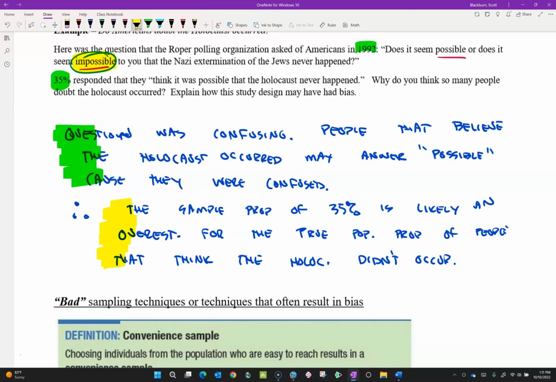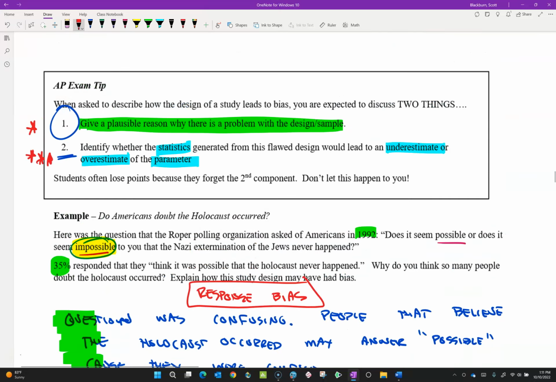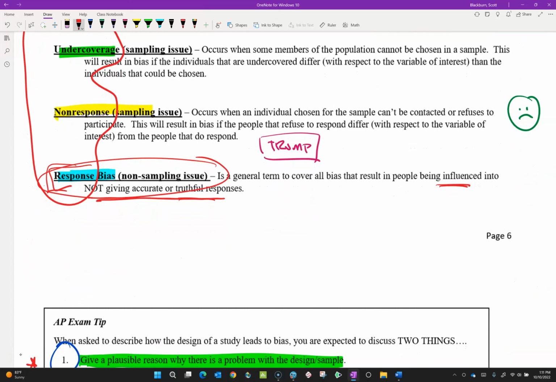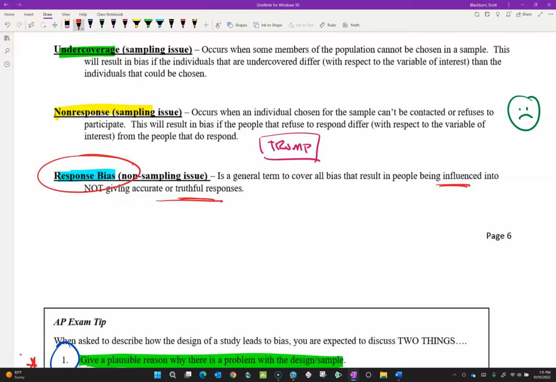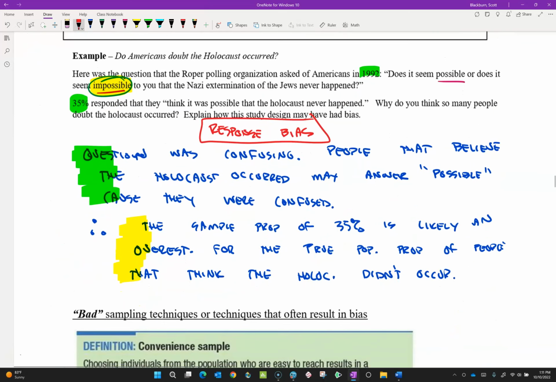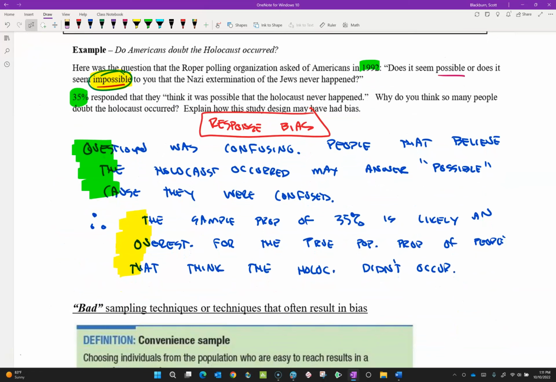Okay? And notice, nowhere in here did I say response bias. By the way, what kind of bias is this? This is response bias. Okay? People didn't intentionally give incorrect or untruthful responses, but they were confused by the wording of the question. So response bias is a really big grab that covers a lot of different types of problems. Anything that can cause a response that's not what was intended, not the truth, goes into that response bias. Okay?